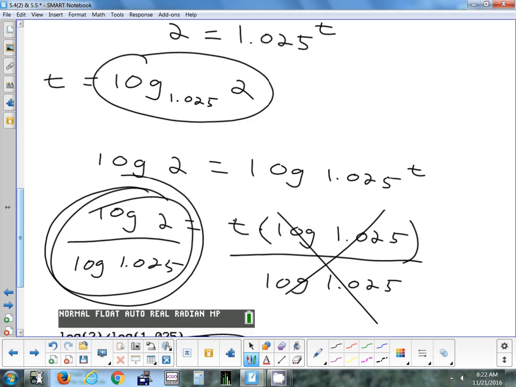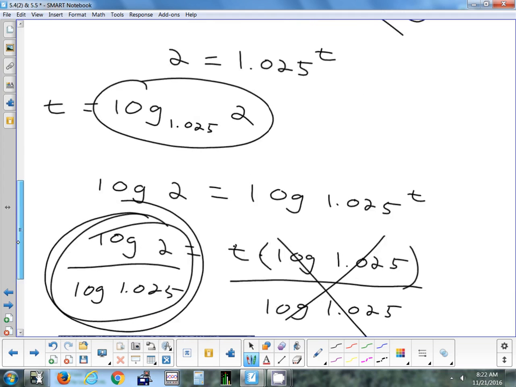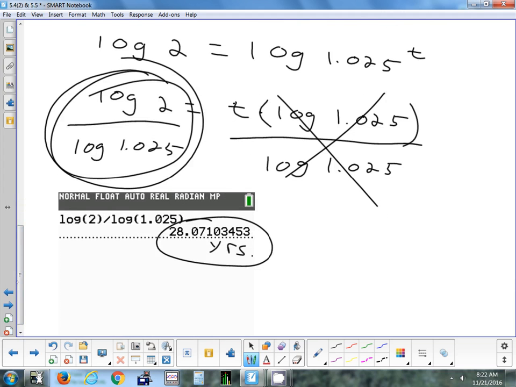Okay. So, any questions on solving a log equation, either algebraically or graphically, which I didn't review, but we did it before?